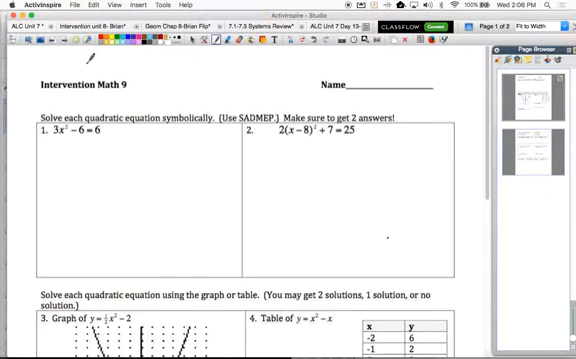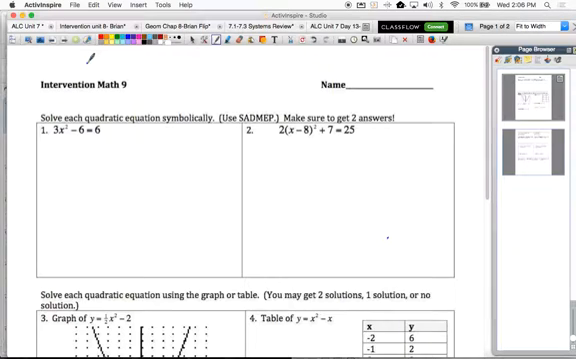All right, so what we're going to do here is go ahead and do a little review before a quiz that I'm going to have you guys take. And so we're looking at some different quadratic stuff, some solving equations symbolically, some solving with graphing and tables, and also some working with changing forms of equations. So let's try this first one here.